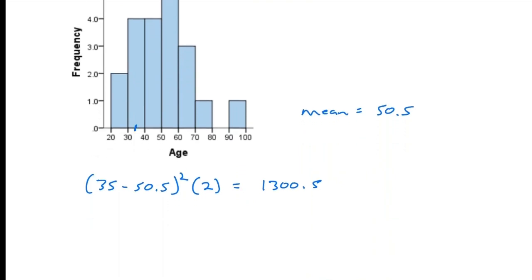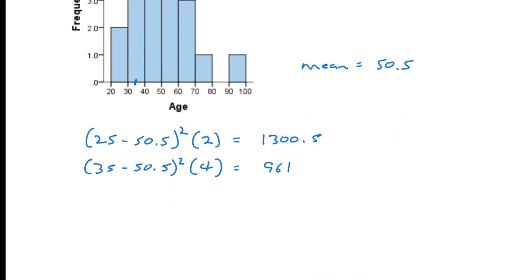I'll show it one more time. For the next one, we're going to use 35. Whoops, I'm sorry. That should be a 25. The value is correct. The answer is correct. I just wrote 35 instead of 25. The next one is 35 minus 50.5 squared. This bar has 4 values, so we'll multiply that by 4, and that is 961.